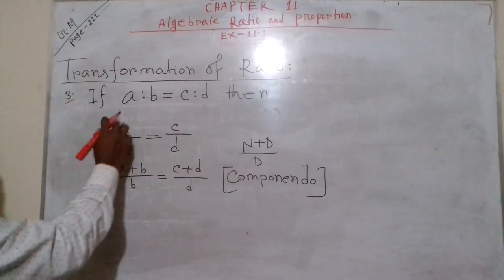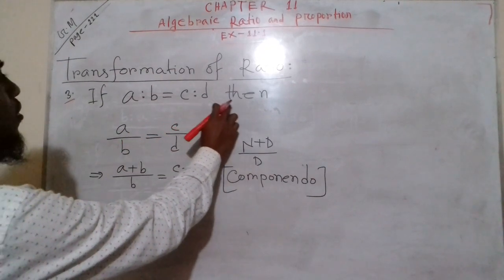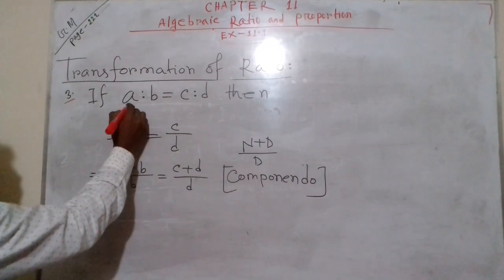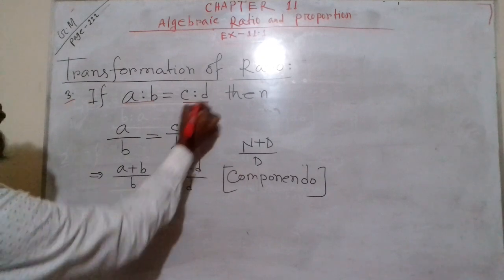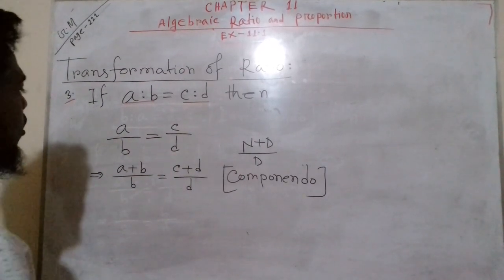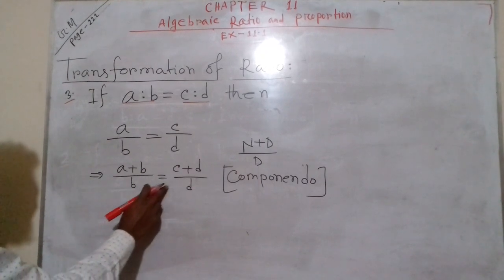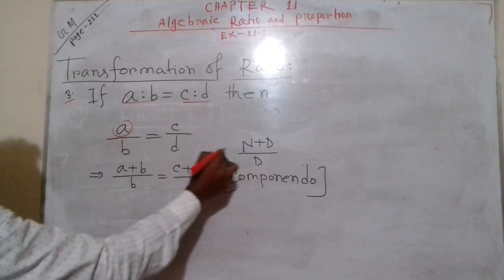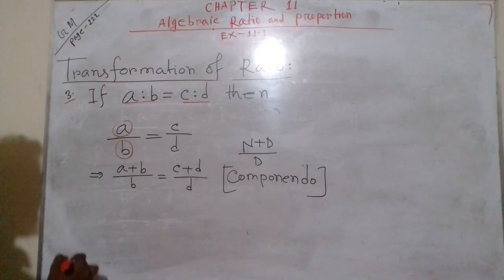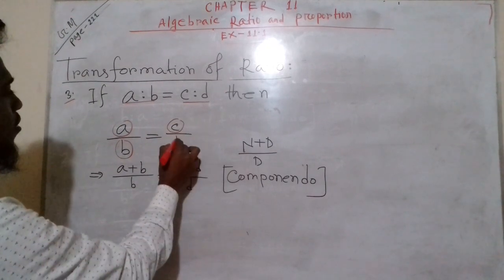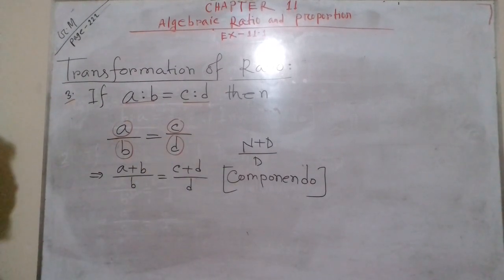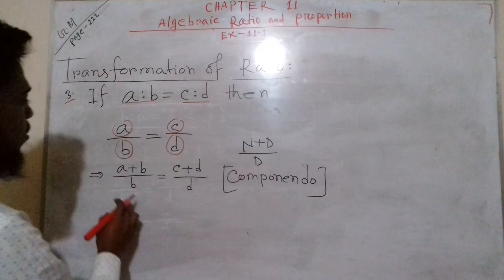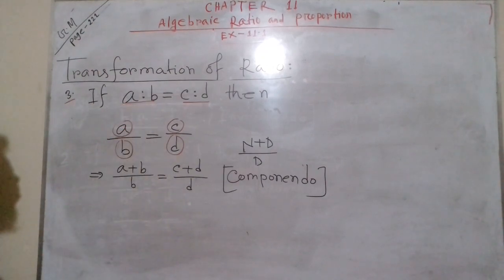Number 3: if A is to B equal to C is to D, then we can write A by B equal to C by D, and this will be componendo when A plus B by B equal to C plus D by D. Here we can see that A is the numerator and B is the denominator, and C is the numerator and D is the denominator. So it will be componendo when numerator plus denominator divided by denominator on both sides of these two ratios.